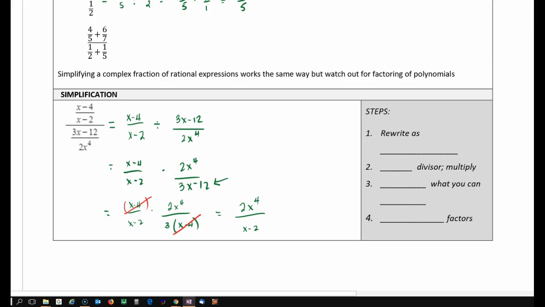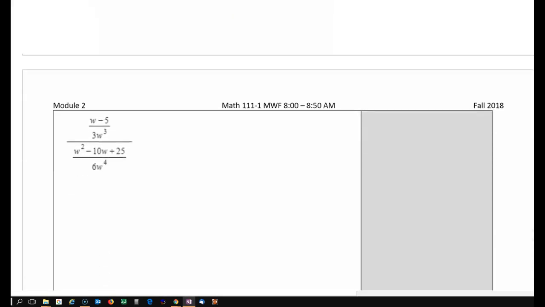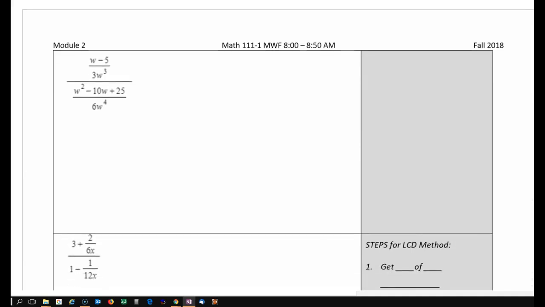First, rewrite the complex fraction as division. You flip the divisor and then multiply. You factor what you can factor and cancel common factors. Now go to the second page. We have a complex fraction that looks a bit more complicated, but we just apply the same process.